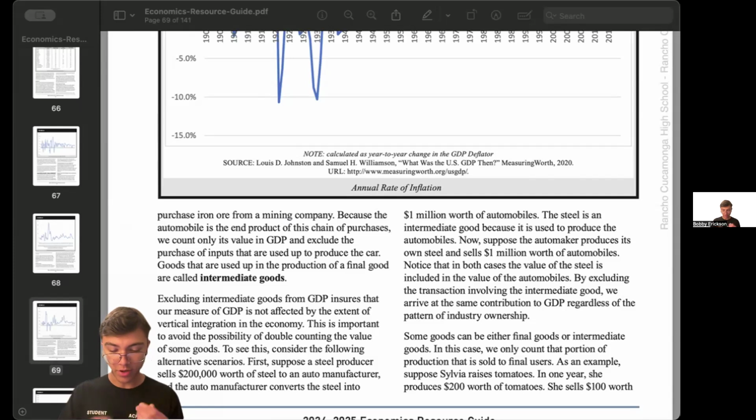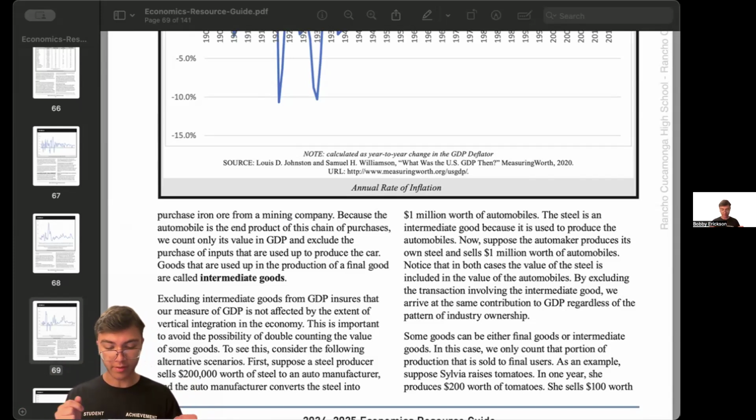So all of those inputs that have gone towards the car, such as the iron from the mining company, those are called intermediate goods, the goods that are going towards the production of another good. And those are not included in GDP. We only count the final produced goods.